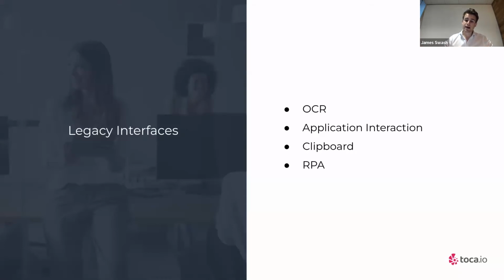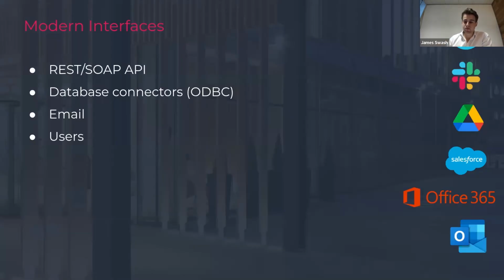The other type of interface we have are the more modern ones. These tend to be easier to integrate with, but can still pose challenges. Some typical interfaces that we might see nowadays are email connections, database connectors, RESTful or SOAP APIs, which allow us to make calls over the web to integrate with different systems. And finally, users. So being able to collect information directly from users, be it through web applications or a mobile app or anything like that.